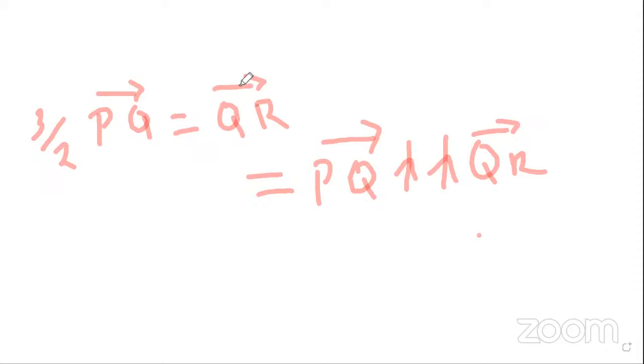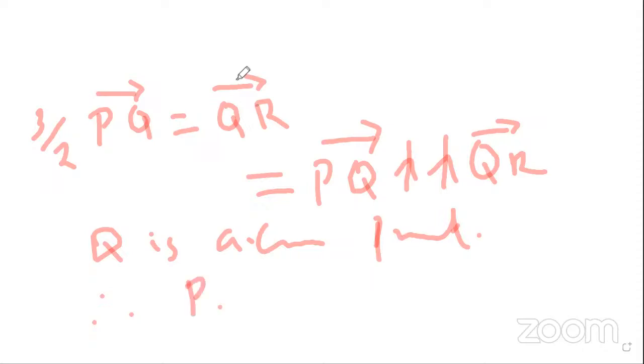Now to finally conclude or to show collinearity, you have to have one shared point. Now in this case, what is the shared point? Q. So you finally state, you have to show that Q is a common point. Q is a common point. Therefore, P, comma, Q, comma, R are collinear.